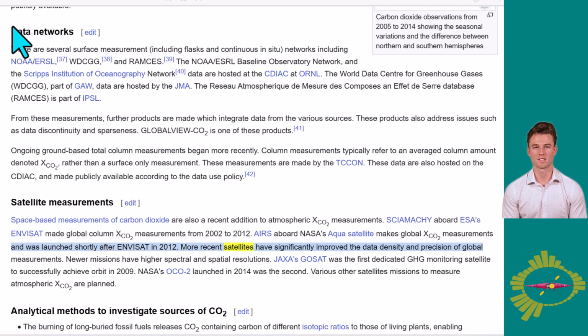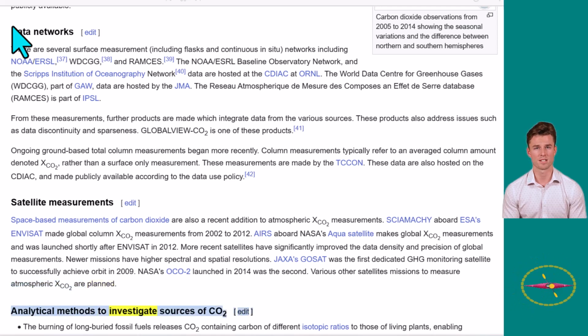More recent satellites have significantly improved the data density and precision of global measurements. Newer missions have higher spectral and spatial resolutions. JAXA's GOSAT was the first dedicated GHG monitoring satellite to successfully achieve orbit, in 2009. NASA's OCO-2, launched in 2014, was the second. Various other satellite missions to measure atmospheric XCO2 are planned.